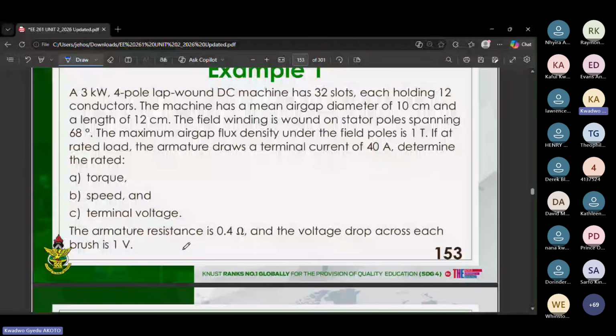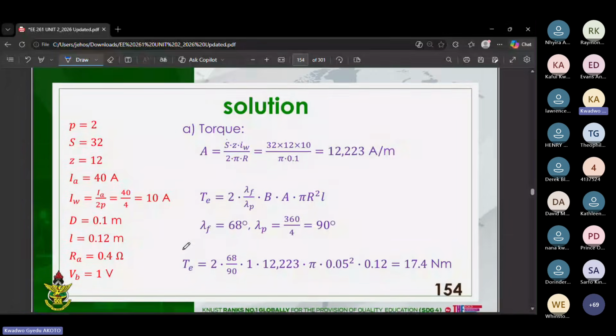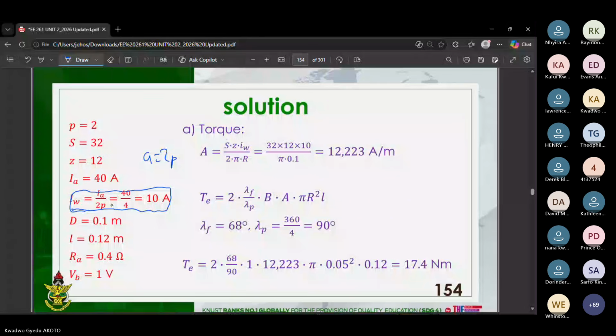Yes, each conductor is carrying 10 amps of current, right? The current in our armature is divided by the number of parallel paths, A, because it's a lap winding, and we know that A is equal to the number of poles. So each conductor per pole is carrying 10 amps of current. And then this is our radius, and here we have pi. The current loading formula is straightforward. You just substitute your values in and punch it into your calculator.